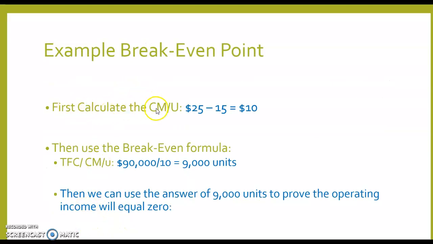Okay, and so we have our contribution margin per unit, which we did. Now we're going to use that. The formula for break even is the TFC, the total fixed cost, which was $90,000, divided by the contribution margin per unit, which is the $10. So the $90,000 fixed cost divided by the contribution margin per unit tells us 9,000 units. So we're going to have to sell 9,000 units before we can even break even.